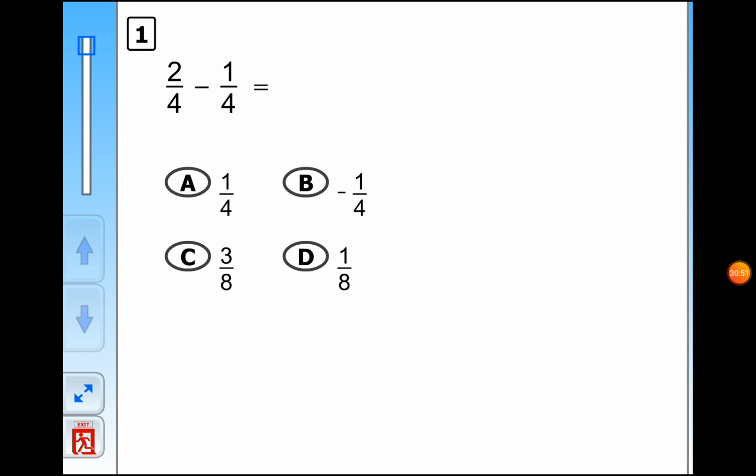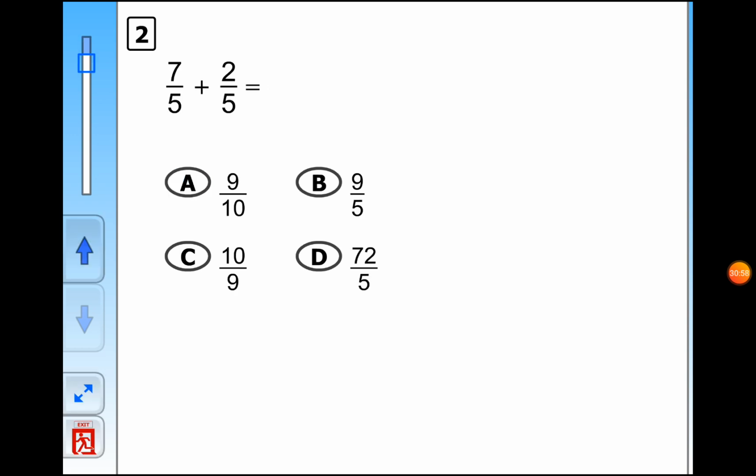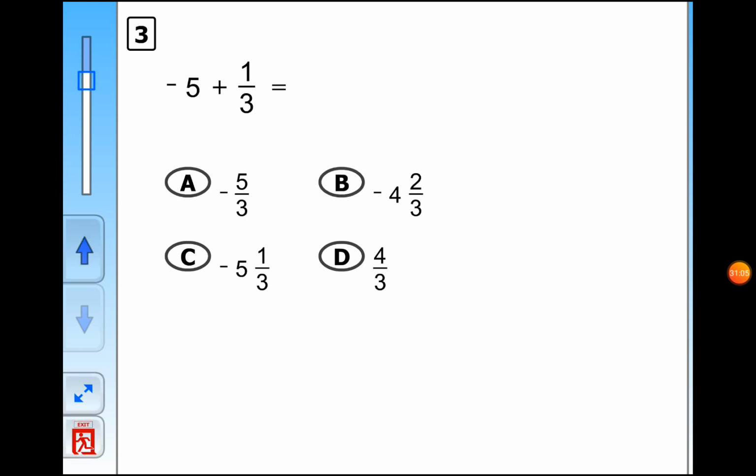Okay, so 2 minus 1 is 1, and then the denominator stays the same, so that should be 1/4. 7/5 plus 2/5, which would be 7 plus 2 is 9, so 9/5. So then -5 plus 1 over 3, so -5 is equivalent to -5 over 1. Then that'll be -15 over 3. So -15 plus 1 is -14, and then that'll be over 3.